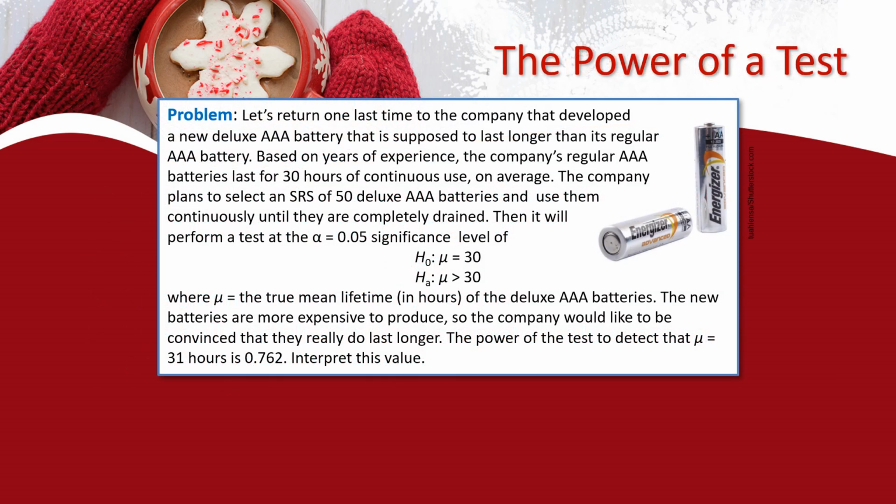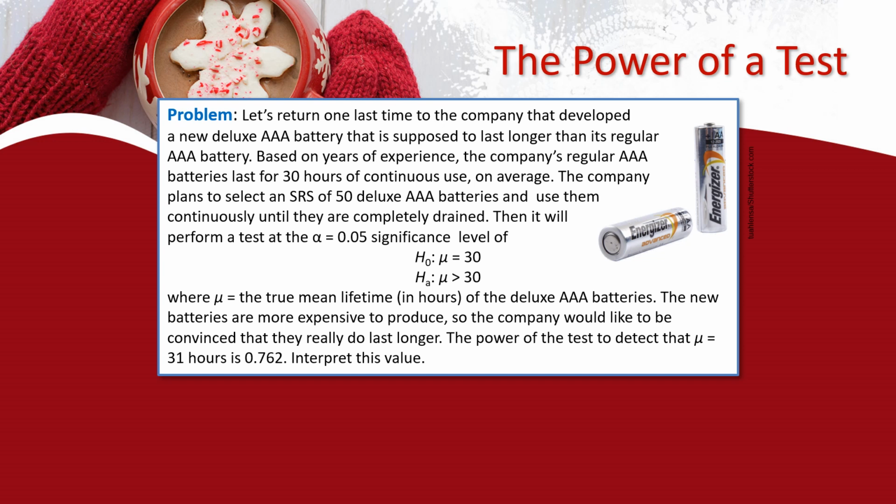Let's try a problem in context. Let's look at this problem for the first time. This problem is about a company developing a brand new AAA battery that's supposed to last longer than the regular AAA battery. Based on years of experience, the company's regular AAA batteries last for 30 hours of continuous use on average. The company plans to select an SRS, a simple random sample, of 50 deluxe AAA batteries and use them continuously until they're completely drained.